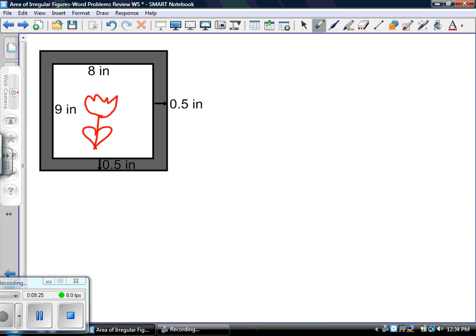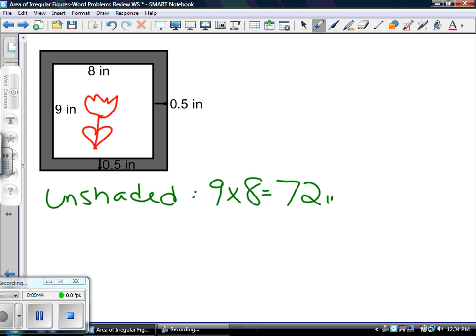The first thing I notice is I can find the area of the unshaded much quicker than I can find the area of the whole figure. So the unshaded piece is 9 by 8. So 9 times 8, and so in this case, 72 inches squared. Okay, now we need to find the area of the whole thing, because we need to take this out of the bigger area of the whole rectangle we have.